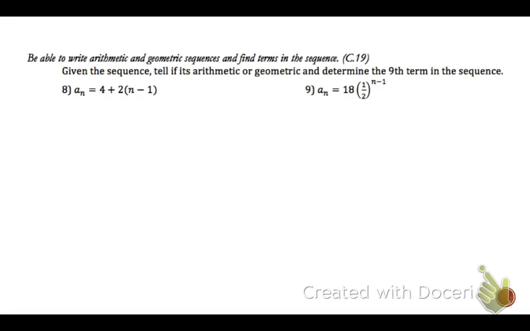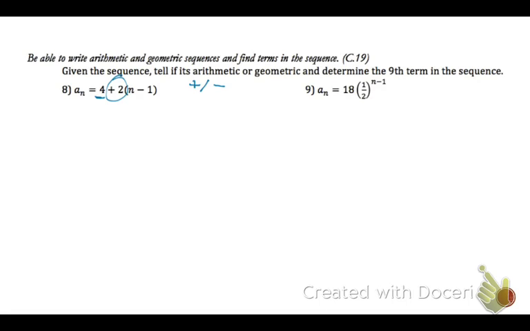This is an earlier concept that I wanted to review with you to help you with some problems on the Spiral Exam 3. So it's from concept 19, and it's arithmetic and geometric sequences. So given the sequence, tell if it's arithmetic or geometric and determine the 9th term in the sequence. So remember that arithmetic is a linear pattern where geometric is a multiplier. So with a linear pattern, we're going to look for values that are added or subtracted. So right here, I can see that I'm adding a difference of 2 every time. This is my first term, 4.